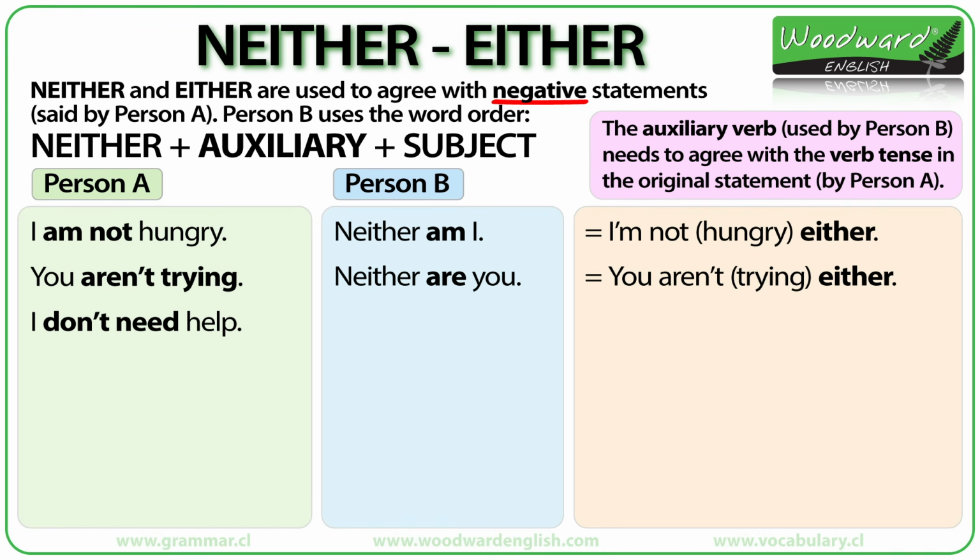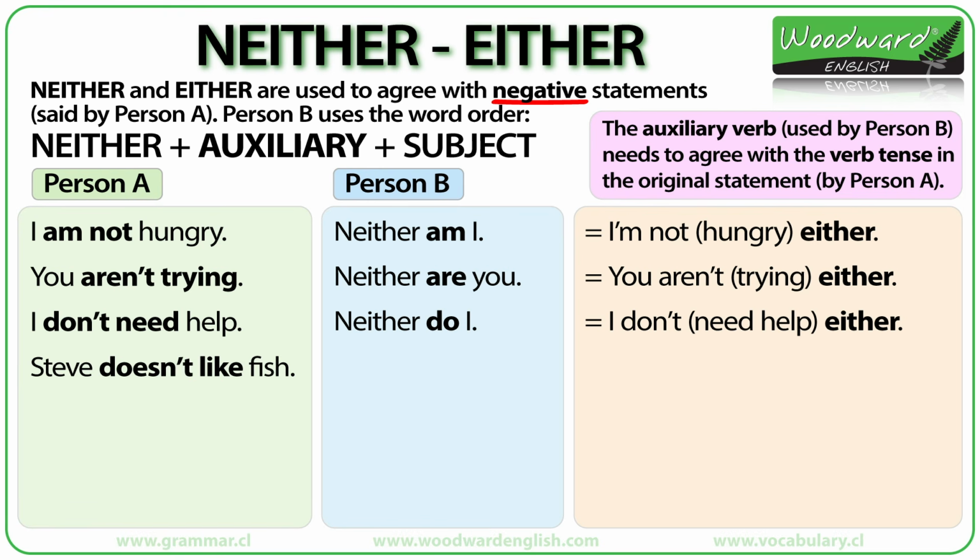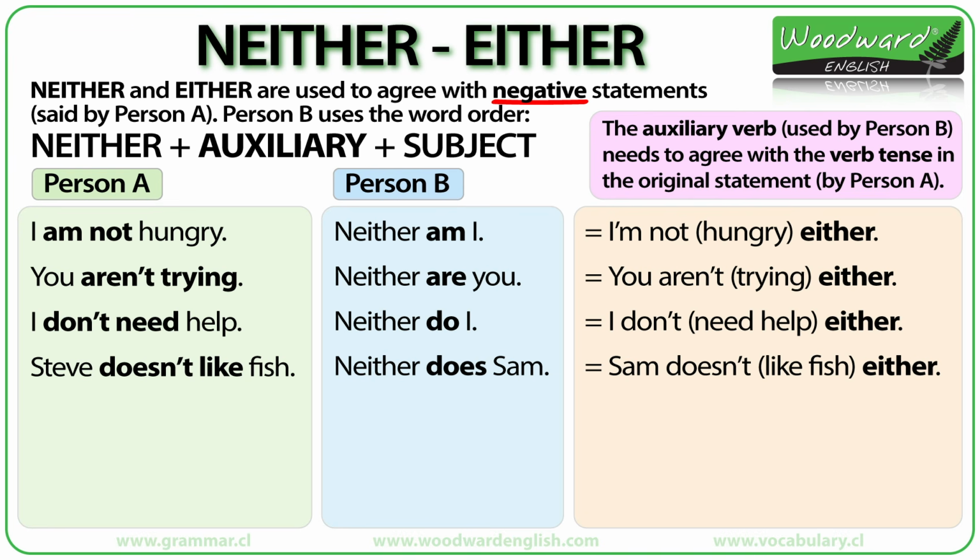I don't need help. Neither do I, which means I don't need help either. Steve doesn't like fish. You could say, neither do I, but let's talk about another person. Let's use the name Sam. The response would be, neither does Sam. Does, because the auxiliary does is used for he, she, it. When I say, neither does Sam, it means Sam doesn't like fish either.